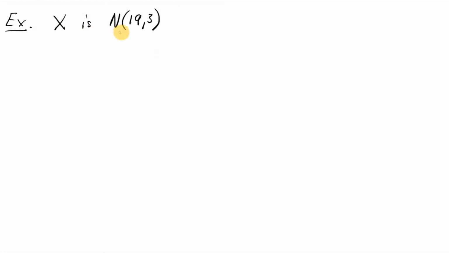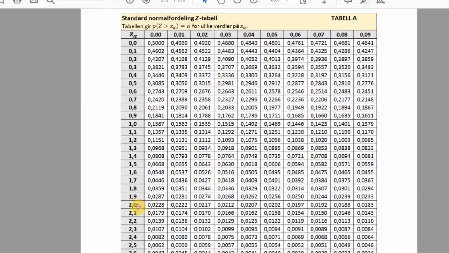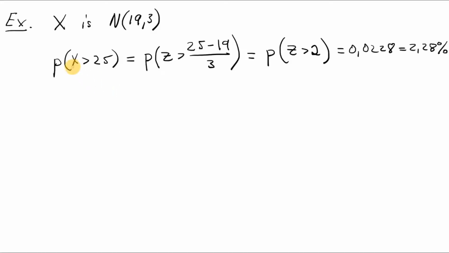So assume that x is normally distributed with expectation value 19 and standard deviation 3. If you want to determine the probability that x is larger than 25, then we can use the formula we just saw to replace this one with the standard normal distributed z. If we at the same time change this to 25 minus this one divided by this one, this is equal to 2. And this one we can just check in the table. So when z alpha is equal to 2, we get this probability. So the probability is equal to 2.28%.